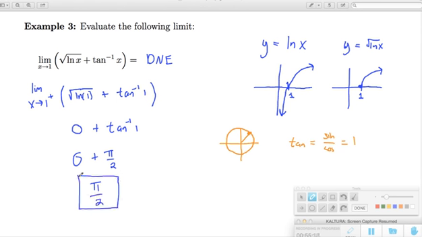So again, remember that we mentioned the two-sided limit actually didn't exist, but if the original problem had been asking for the limit as x approaches 1 from the right, you could just plug in 1 and get an answer.